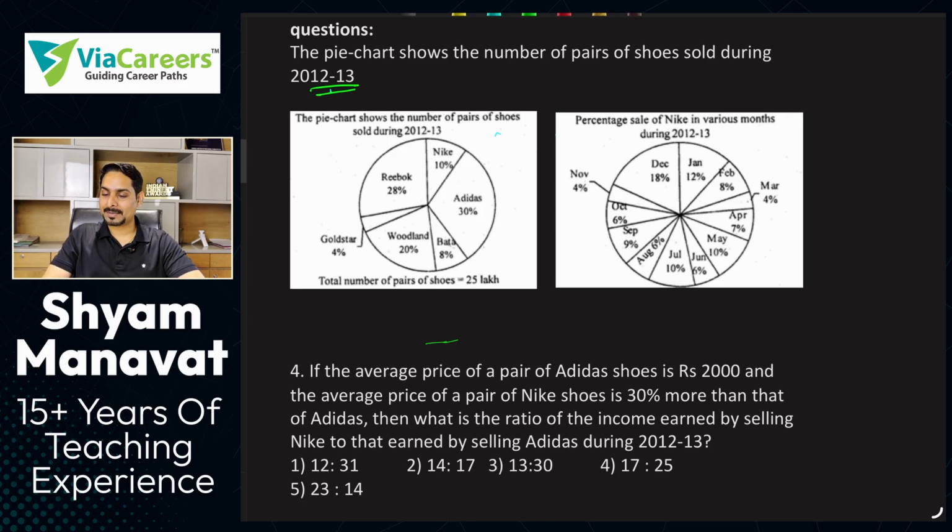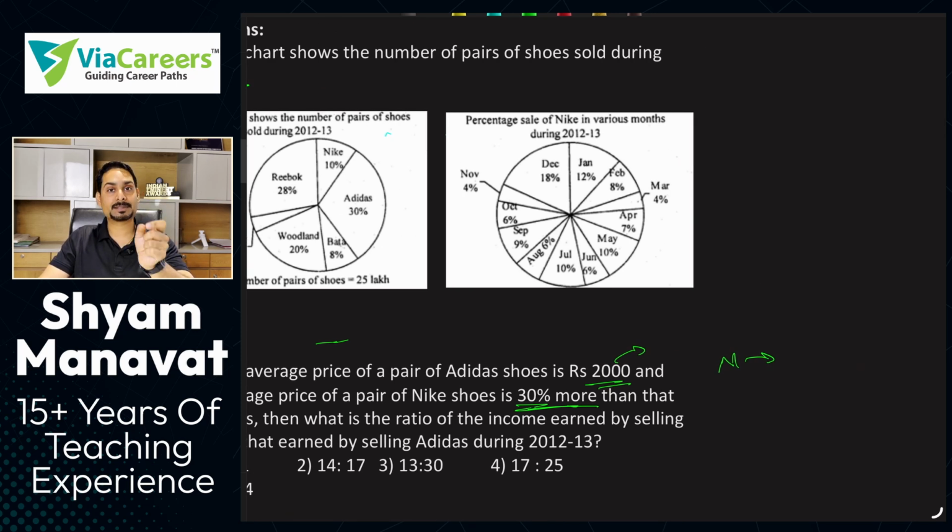Okay. Now, let's see how we solve this. So, we have the pie chart showing the number of pairs. Now, what is the question? If the average price of a pair of Adidas shoes is 2000, and the average price of a pair of Nike shoes is 30% more, so a Nike pair is 30% costlier compared to Adidas. So Adidas is 2000, so what should the Nike price be? 30% more. What is 30% of 2000? 600. How are we calculating this fast? Because we have done the percentage topic, right?